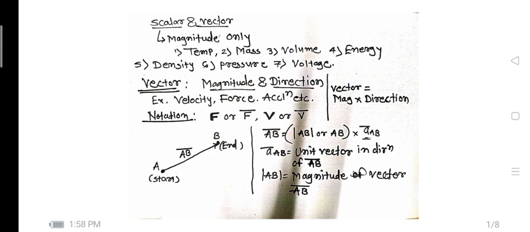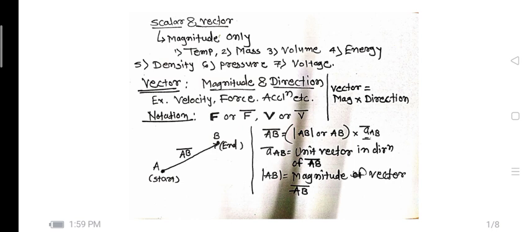So before we move on to the next part of vector algebra, let us recap basic concepts of a scalar and vector in short, and then we will proceed for understanding vector algebra. So basically, there are two kinds of quantities. One is scalar, second is vector. So scalar quantity is being represented by only a magnitude.